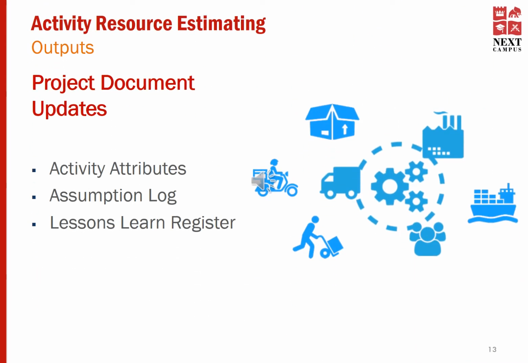The last output is project document updates. It's not one single document that you may need to update. It's going to be a set of documents. In terms of resource estimations, there are three major documents that you will have to update. They are activity attributes, assumption log, and lessons learned register.